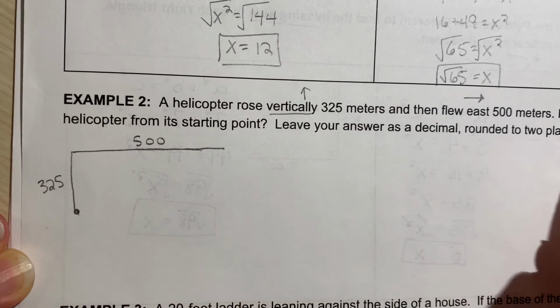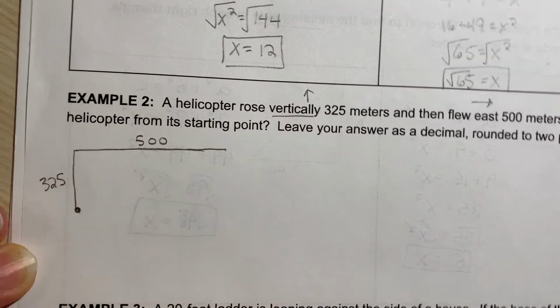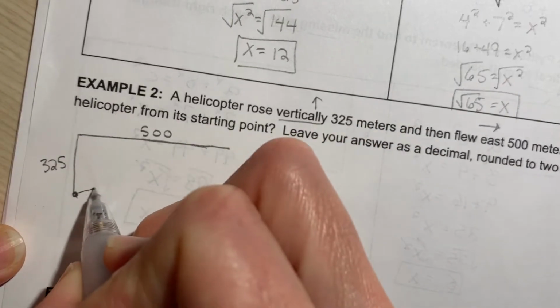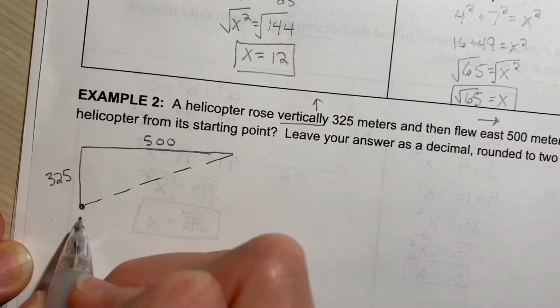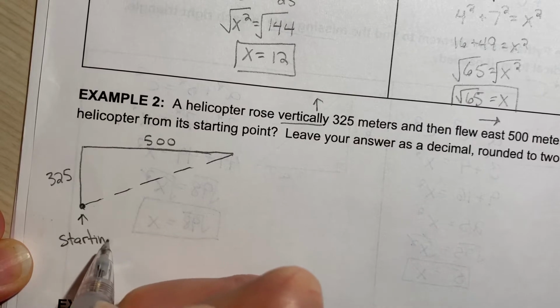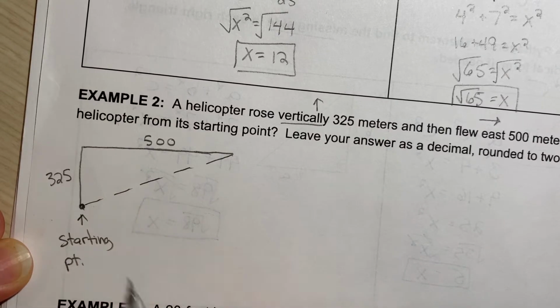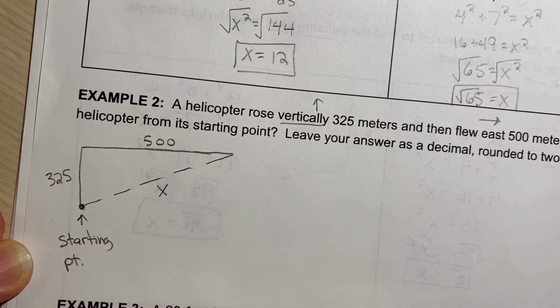And then the question is, how far is the helicopter from its starting point? This is its starting point. This is its distance from the starting point. So I'll label this start, I'll label this starting point. So this is our unknown, so I'm going to draw that in.